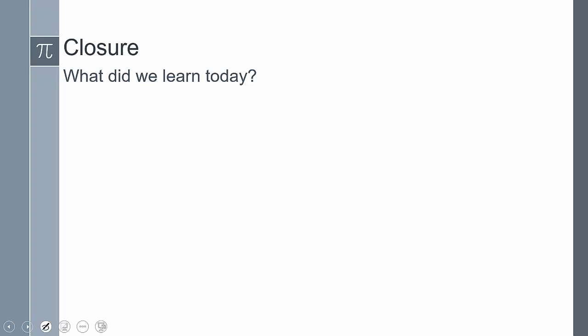So what did we learn today? We continued using our sum and difference identities, and this time we applied it with trig ratios and evaluated using those trig ratios.